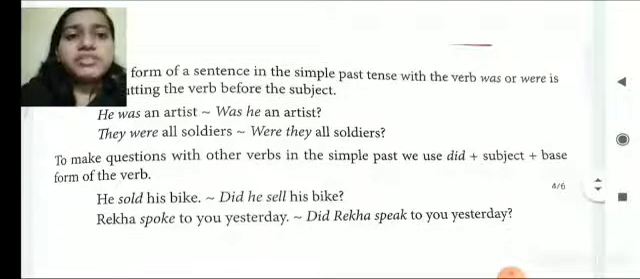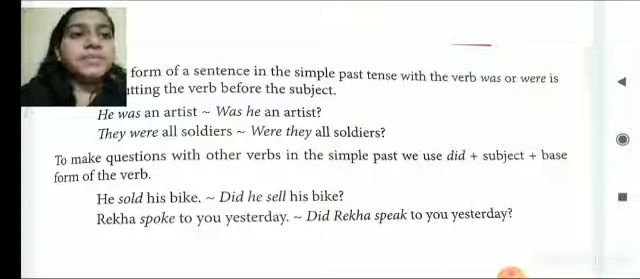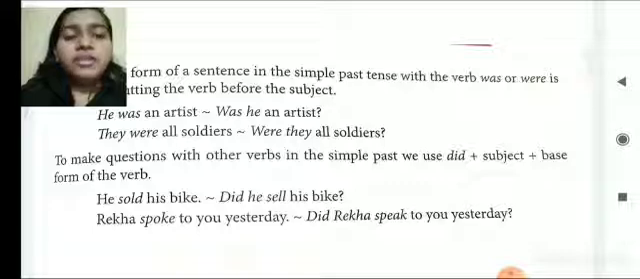To make a question sentence with other verbs in the simple past, we use did plus subject plus the base form of the verb. So in order to change other sentences where there are no auxiliaries, we will use did instead of other auxiliaries. First one is, he sold his bike. So here, instead of sold, we will convert it into the base form along with did. So the answer will be, did he sell his bike?